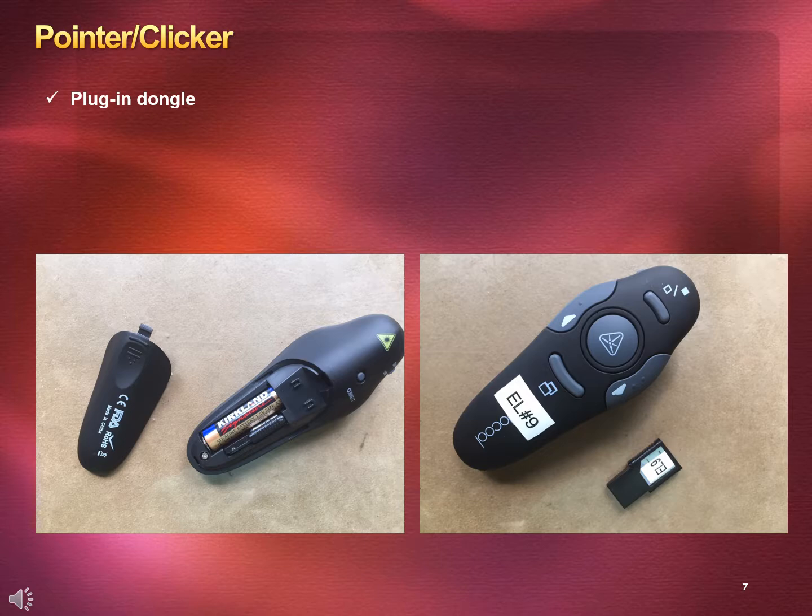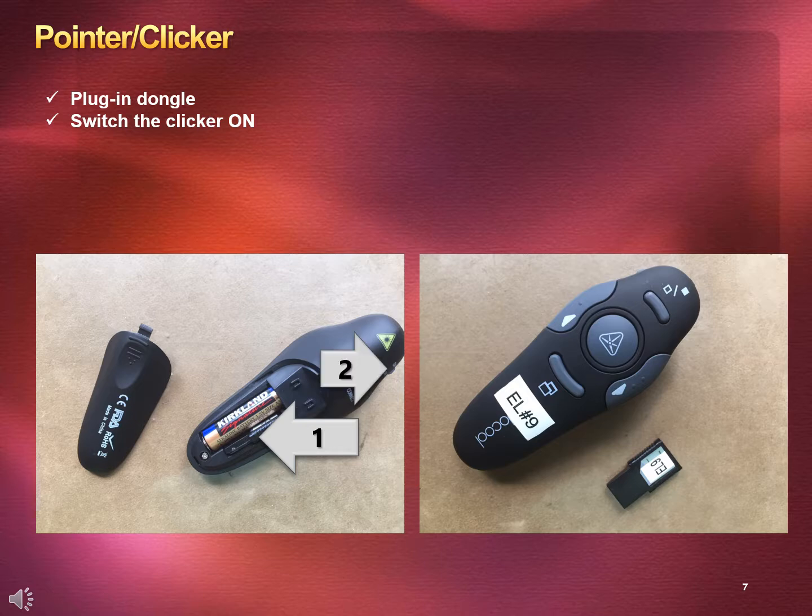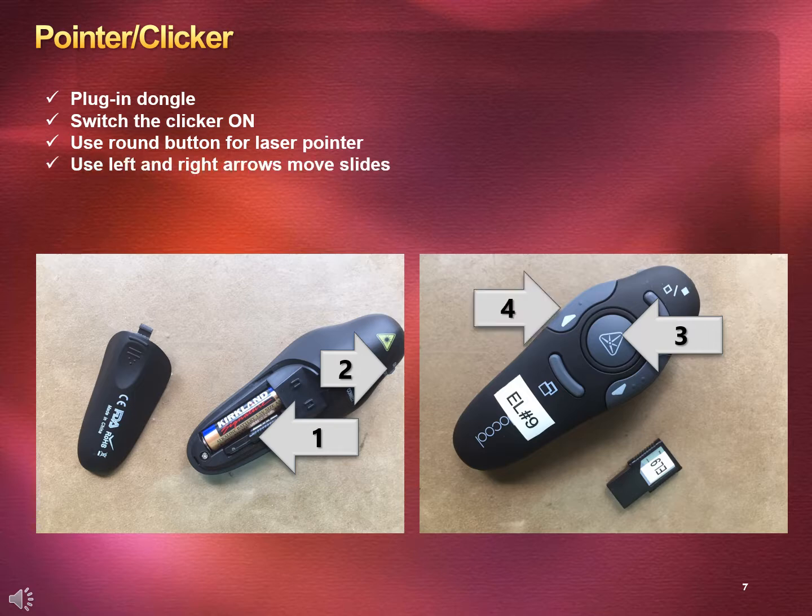Step 5 of classroom setup is to set up pointer clicker for laser pointer and PowerPoint control. Open the back of the Encore Learning pointer clicker and remove the dongle, arrow 1, and plug it into the USB port in the equipment rack below the table. Be patient, it may take time for the computer to load. Switch the clicker's on-off button to on, arrow 2. Control for laser pointer is the large button, arrow 3, and controls for moving slides in a PowerPoint slideshow backward and forward are left and right arrow buttons respectively, arrow 4.